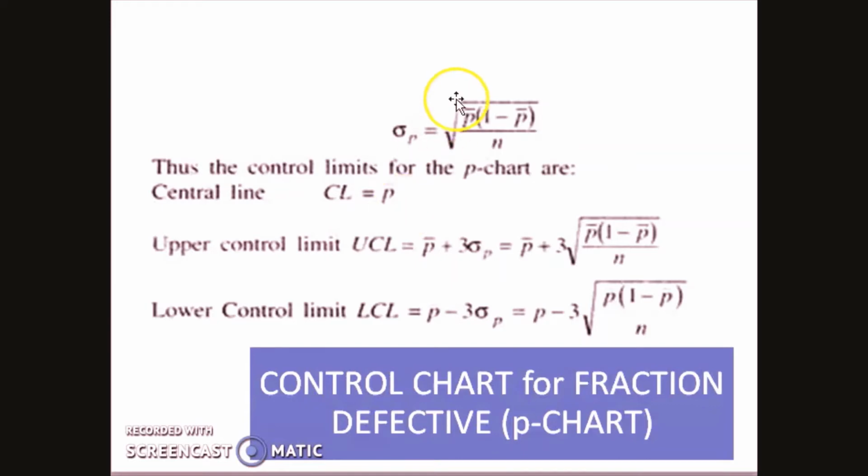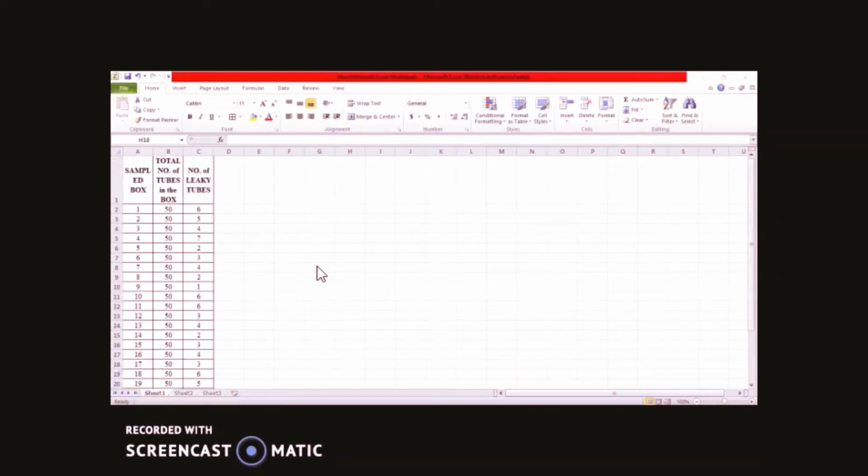Now what is this sigma P? This is basically the square root of P bar into 1 minus P bar upon n. So what are these values? I'm going to discuss all this with the help of an example in an Excel sheet. So therefore, the P chart is basically applied to control the fraction or proportion defective in the process.